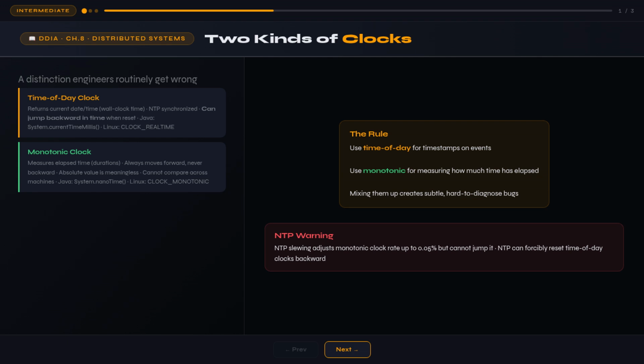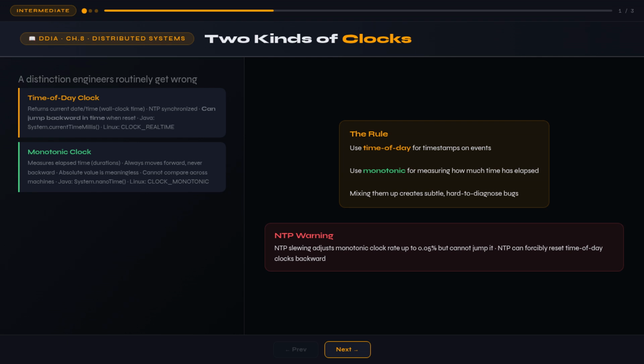The second is the monotonic clock. This is suitable for measuring a duration, a time interval. In Java, this is System.nanoTime. In Linux, this is clock_gettime with CLOCK_MONOTONIC. The name comes from the guarantee that it always moves forward, it will never jump backward.